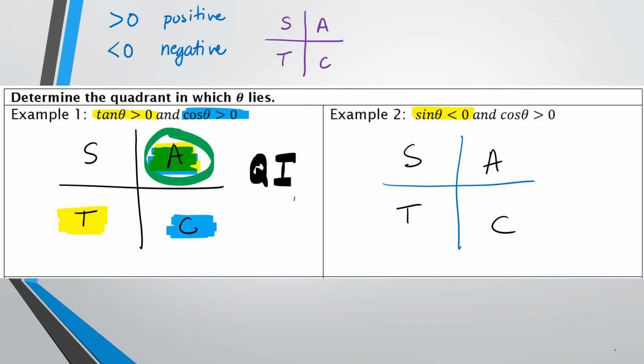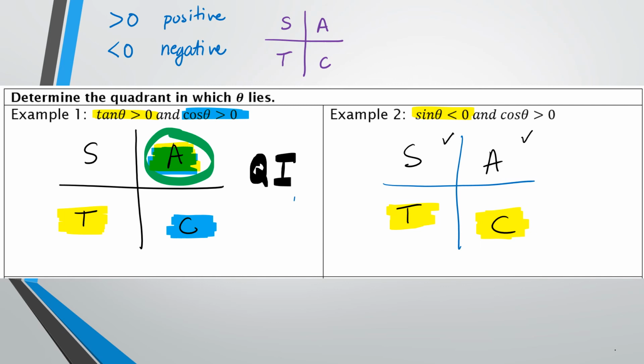Everything's always positive in quadrant 1, so I'm going to put a check mark there. And then sine would be positive also in quadrant 2, because that's what the S stands for. So since the check marks are where sine is positive, what I actually want to highlight are the other 2. So in the 3rd and 4th quadrant, sine would actually be negative.